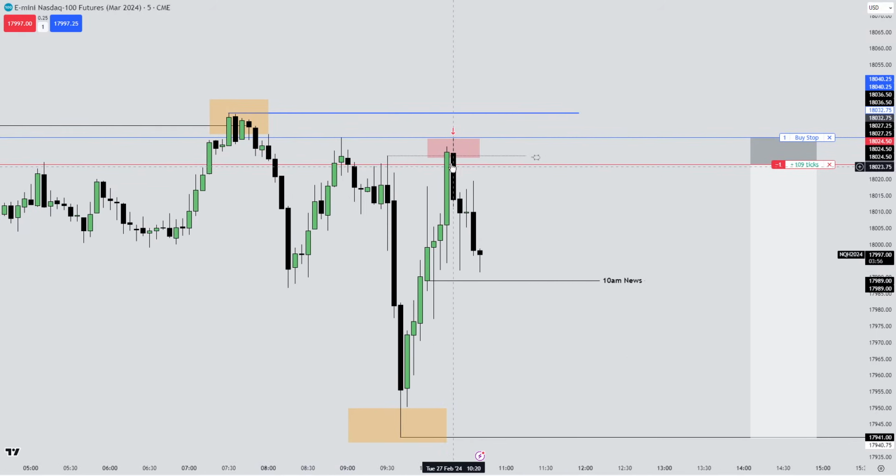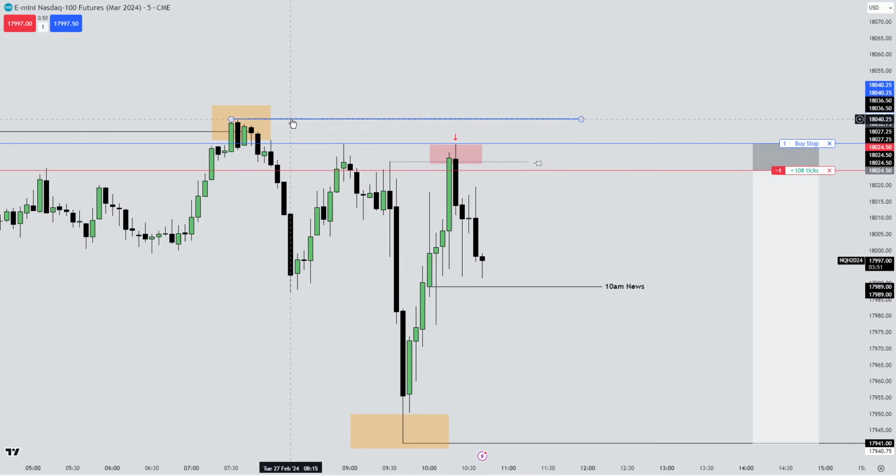Okay, so when price returns above this swing high in here, I'm using the idea that price is likely to not trade above this propulsion block high.